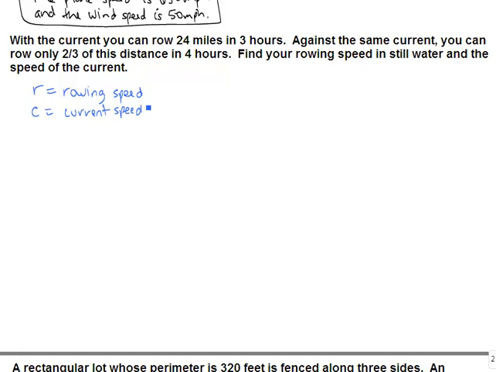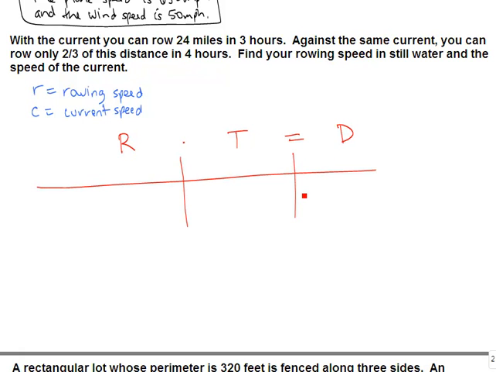And we're told some distances and some times, and we want to know some rates, so I'm going to set up my chart. Rate times time has to equal distance. We're going to have 2 rows and 3 columns. One row is going to be rowing with the current, and sometimes that's called downstream. You know, when you're going downstream, you're flowing with the current.